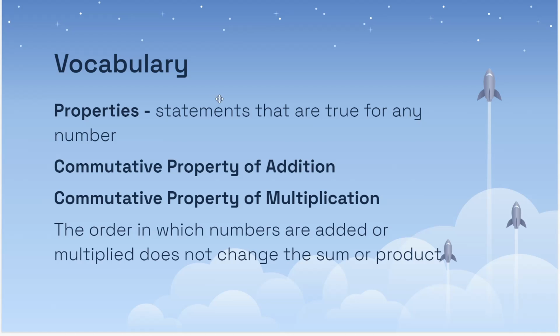Our next vocabulary words: commutative property of addition and commutative property of multiplication. They both basically mean the same thing, and that is the order in which numbers are added or multiplied does not change the sum or the product, and this only works when you're dealing with only addition or only multiplication.